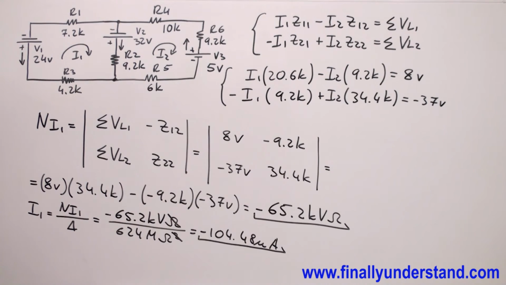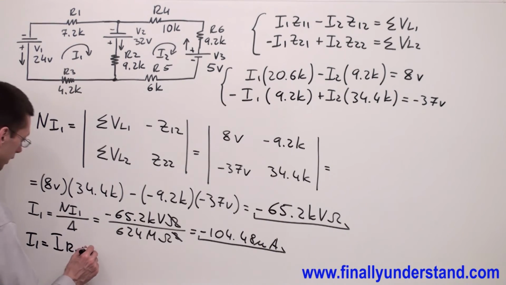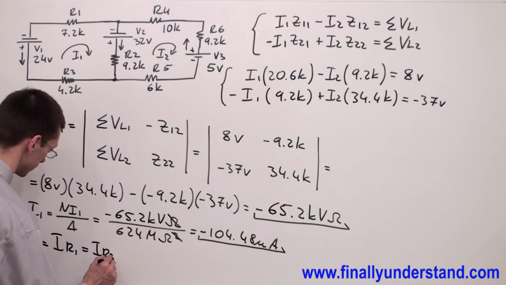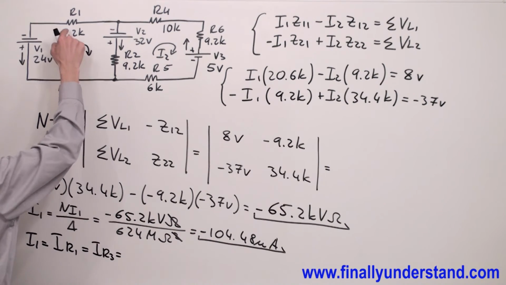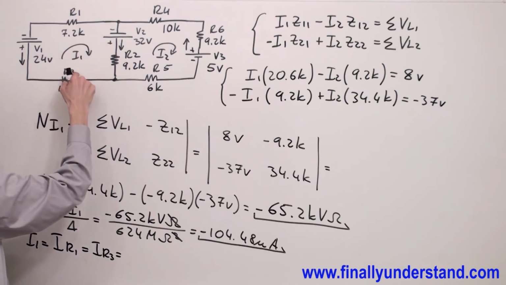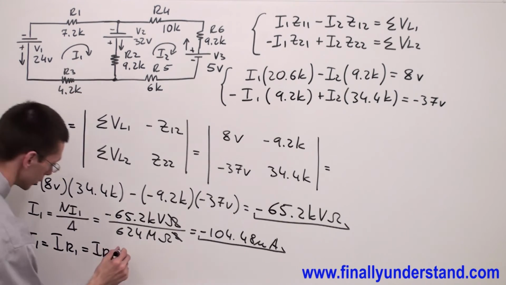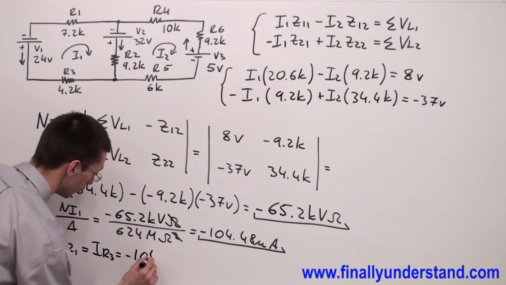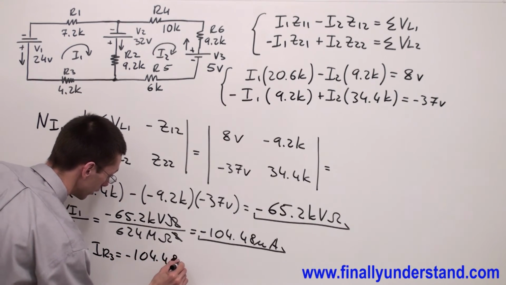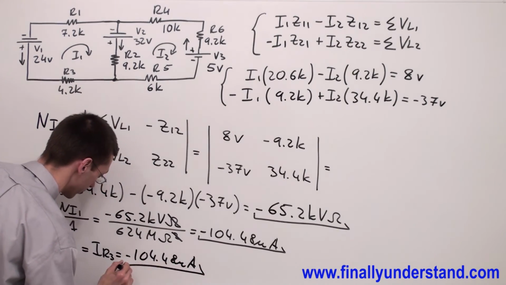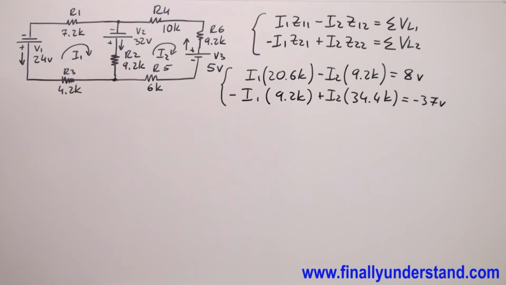Also, please notice that the current I1 is going to be equivalent to current IR1 and also to current IR3. The same current will go through resistor R1 and R3. And this is going to be called negative 104.48 microamps. Next, we're supposed to find NI2.